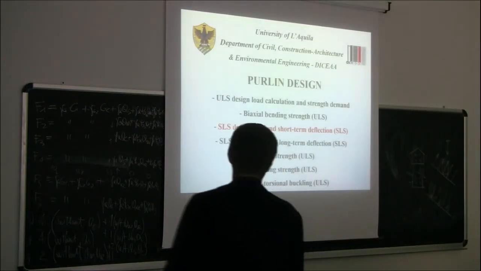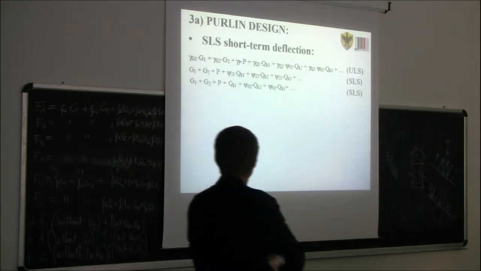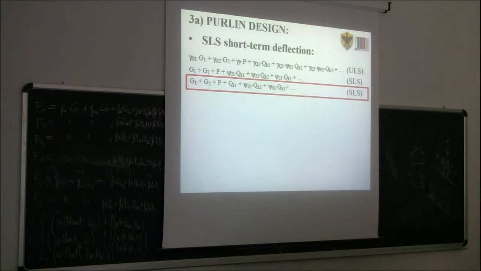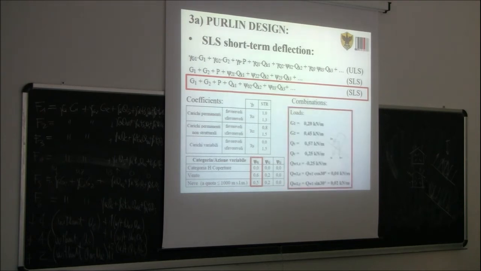This is in terms of biaxial bending. Then we need to calculate the serviceability limit state design load and perform the short-term deflection calculation. In this case, we need to refer to the frequent or characteristic load condition. Again we have to take into consideration the size 0 load. We don't consider the gamma G coefficient for the serviceability limit state. You see we have all the different components here. So G1 is vertical, G2 is vertical, QS is vertical, QC is vertical.